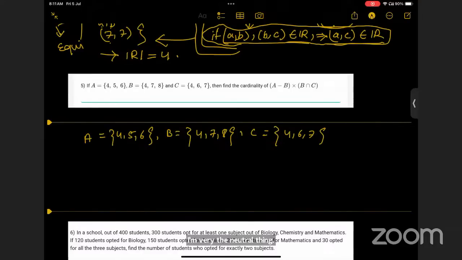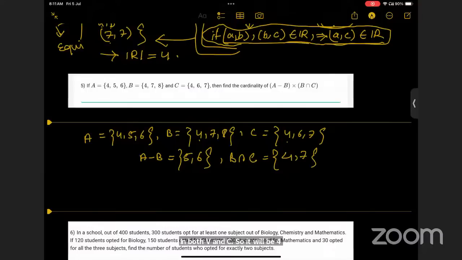So what will be A minus B? The element which is in A but not in B, right? So it will be 5, 6 only. And what will be B intersection C? The element common in both B and C. So it will be 4 and 7, right?